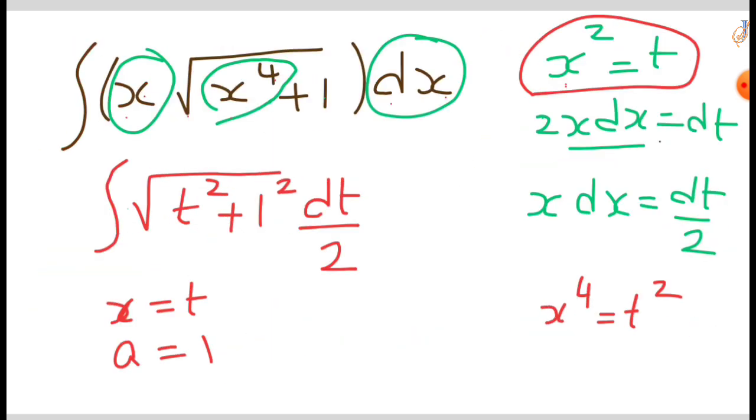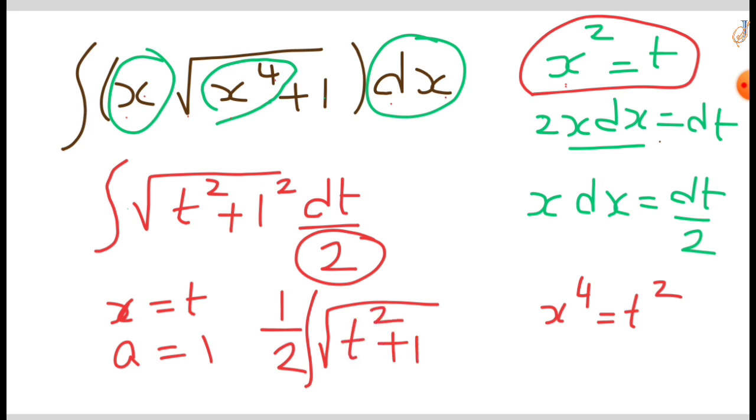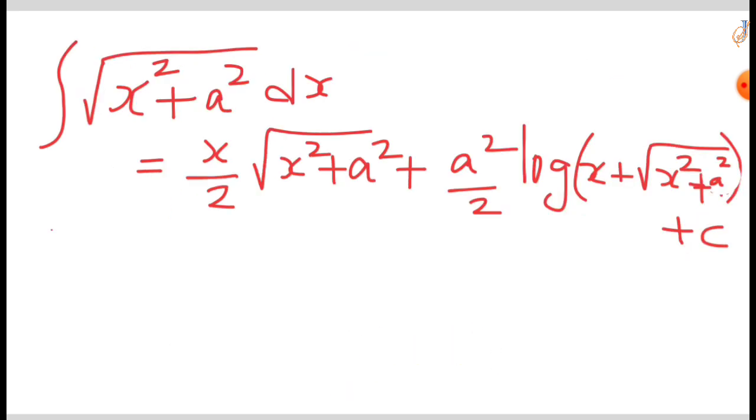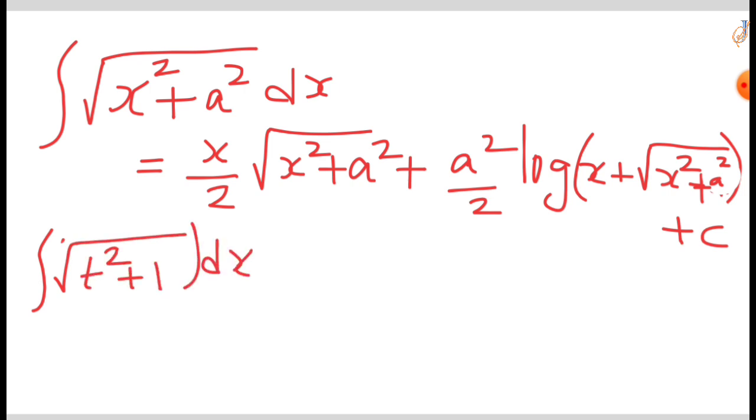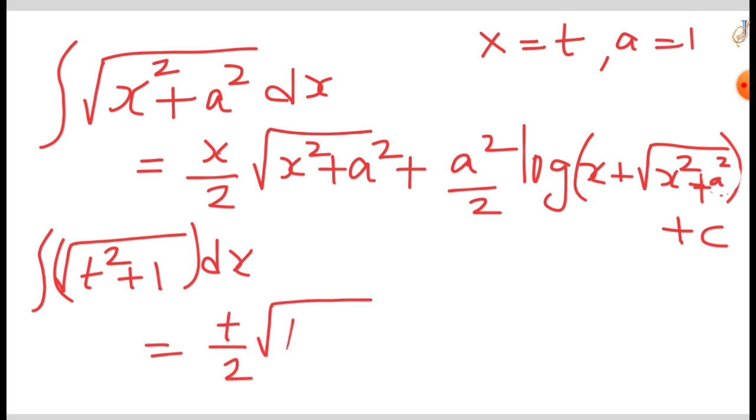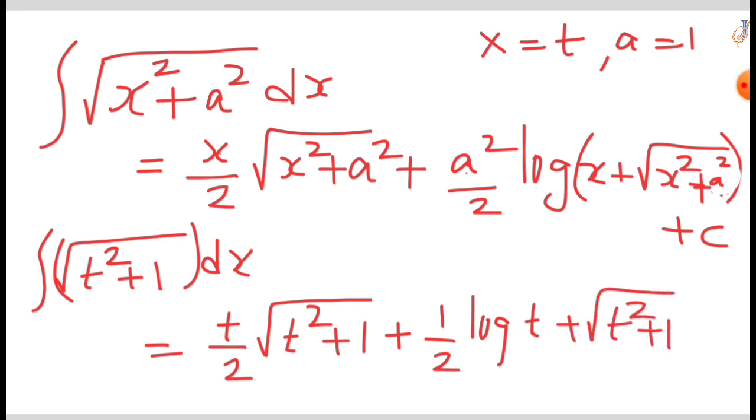And still we have here 1 over 2. So we just take 1 over 2 times the integral of square root of t square plus 1 square dt. Now substitute this. So the integral of square root of t power 2 plus 1 dt, according to this formula, we can write this as, here x value is t, a value is 1. So t over 2 square root of t square plus 1, plus a square, which is 1 square, that is 1 over 2 log of t plus square root of t square plus 1, plus c.